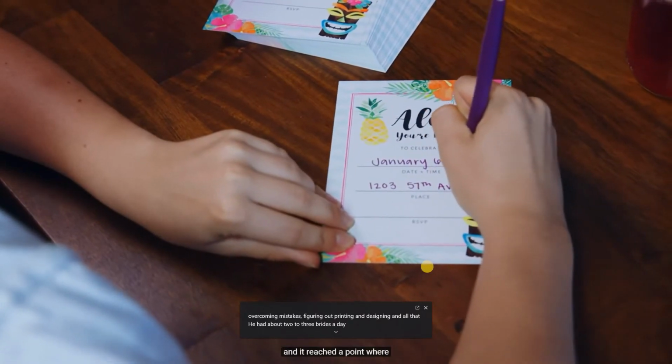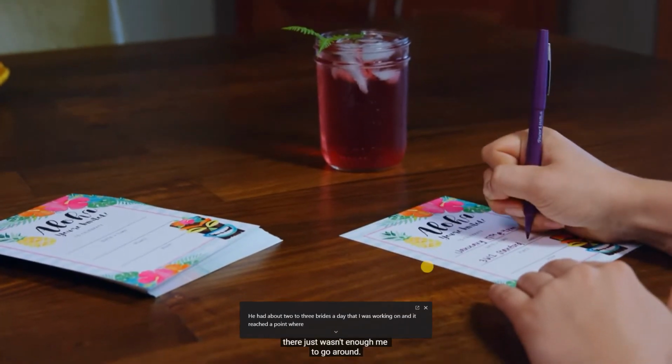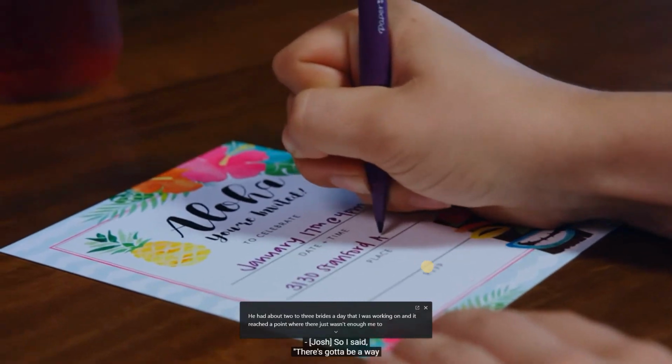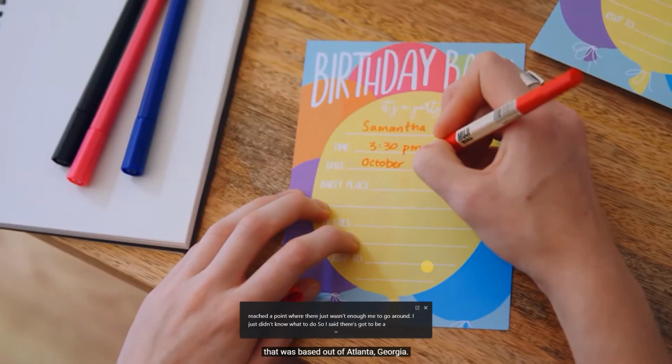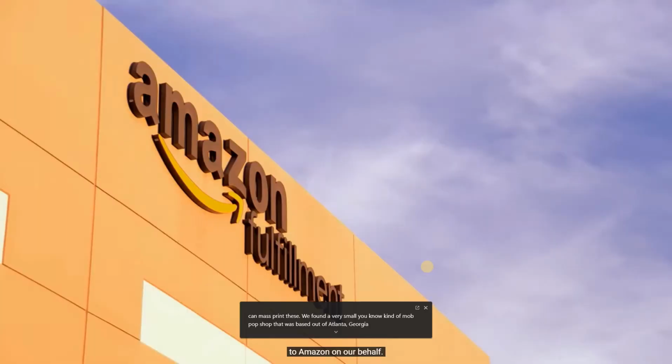We had about 2 to 3 brides a day that I was working on, and it reached a point where there just wasn't enough me to go around. I just didn't know what to do. So I said, there's got to be a way that we can mass print these. We found a very small, kind of mom and pop shop that was based out of Atlanta, Georgia. Now they print everything and they ship it to Amazon on our behalf.